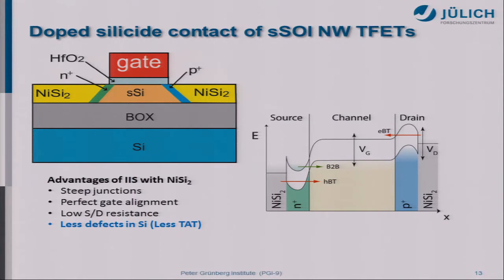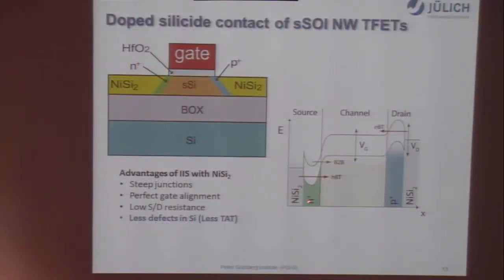And then here is the band diagram of TFETs with these doping pockets, and the N plus and P plus here. So if we apply gate voltage here, you see the band-to-band tunneling occurs here. Now, there are some advantages that I list here. Using this process with a single crystalline nickel disilicide, we can get very steep junctions, as I showed you before. We also have perfect gate alignment and lower source drain resistance because of the metallic source drain.